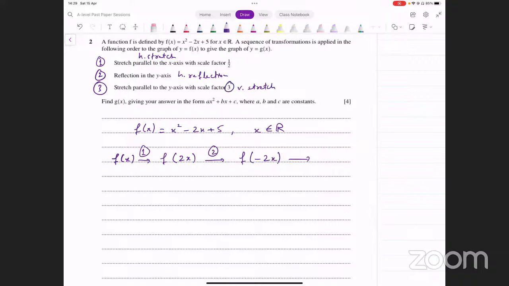So you have 3 into f of minus 2x. Okay, this is what the final result should turn out to be after the third transformation. So you need this at the end, that's your function g of x, that's going to be 3 into f of minus 2x.